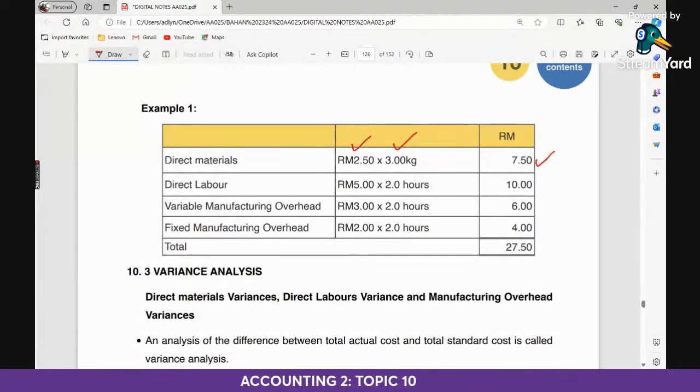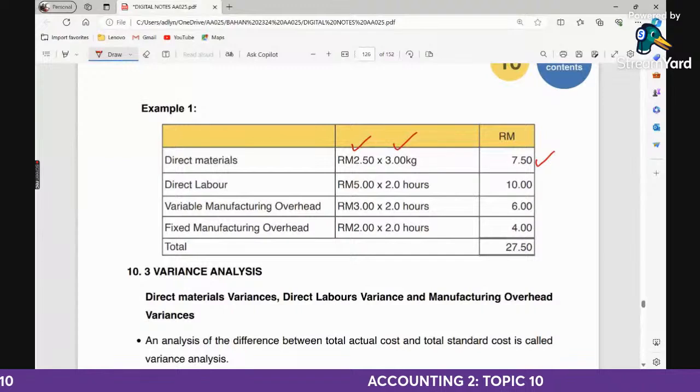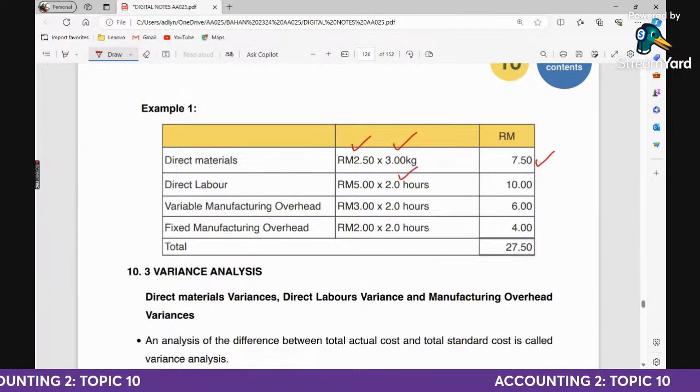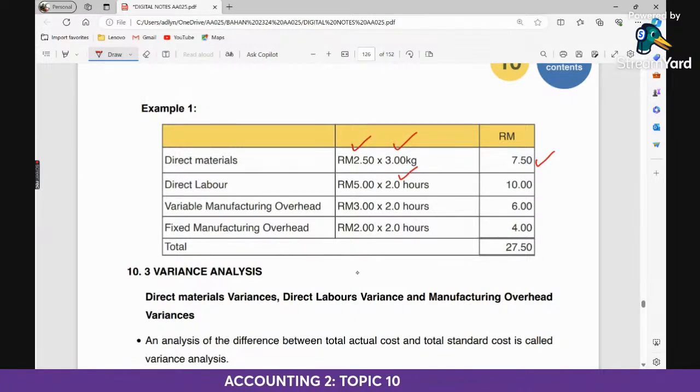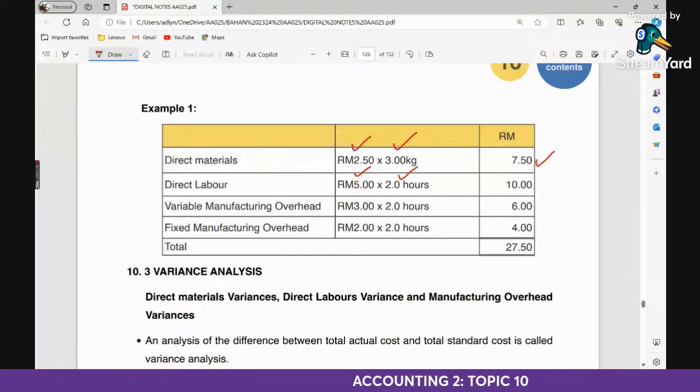Okay, so untuk direct labor, kita akan darab rate dia untuk 1 jam. Lepas tu darab dengan berapa jam yang diperlukan untuk produce satu produk. Okay, so let's say untuk produce satu produk tu, seorang labor perlukan 2 jam. Okay, dan berapakah rate yang dibayar untuk 1 jam? So rate yang dibayar untuk 1 jam ialah RM5. Okay, so the standard direct labor cost is RM5, which is the rate, darab dengan hours, which is 2 hours. So kita akan dapat RM10.